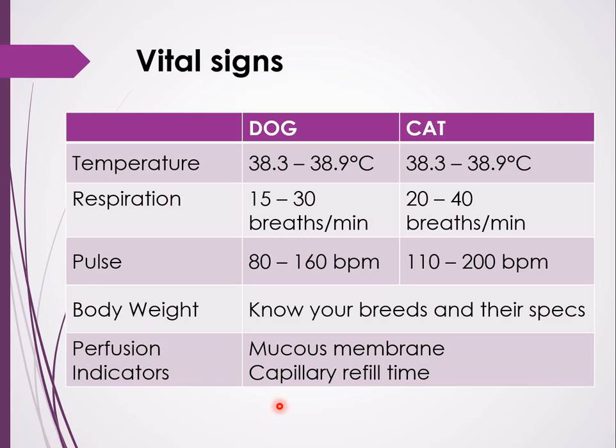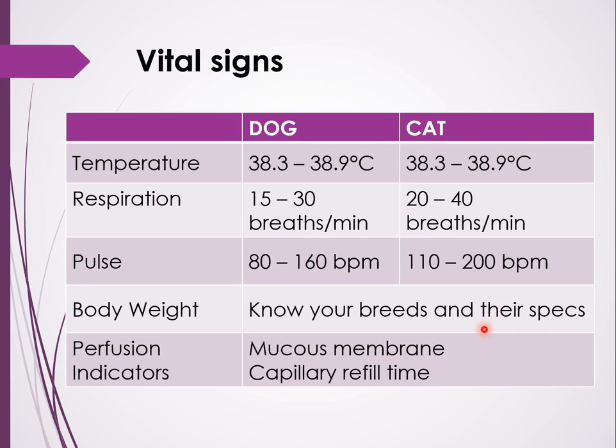Okay, so these are the vital signs for cats and dogs. As you can see, the ranges pretty much overlap with each other, so it shouldn't be an issue for you to remember this for life. For body weight especially, you have to know your breeds and, of course, their specs.